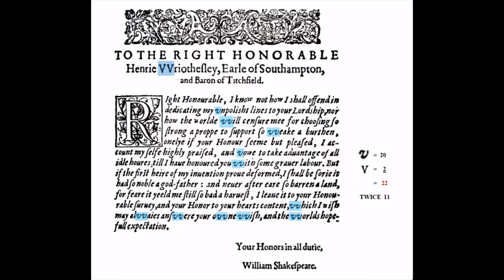Looking at the dedication from Venus and Adonis, published in 1593, notice all the double V's. There are 20 italicized V's plus 2 V's printed in Wriothesley's name. 20 and 2 is 22, which is the same as twice 11.